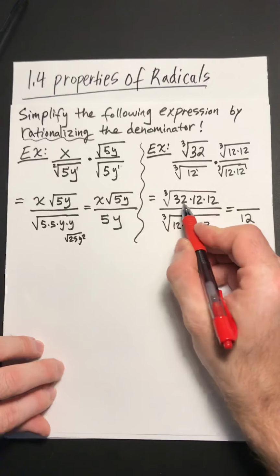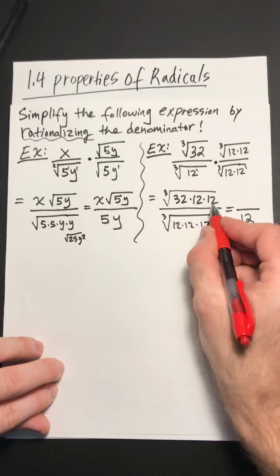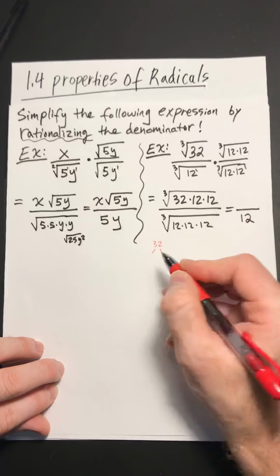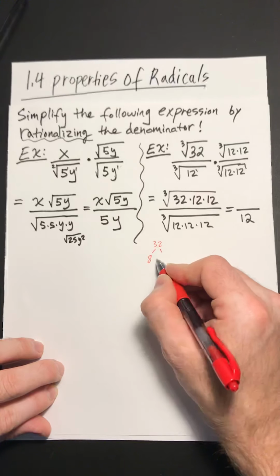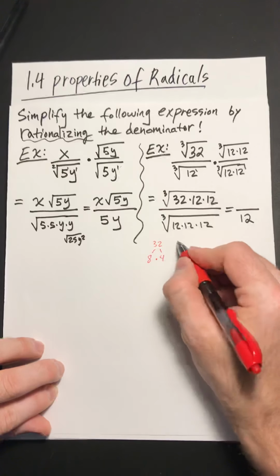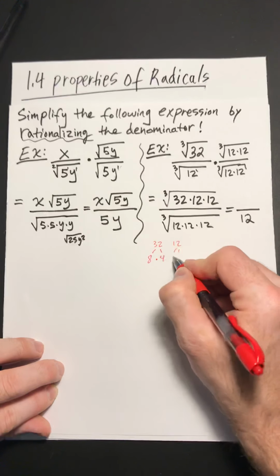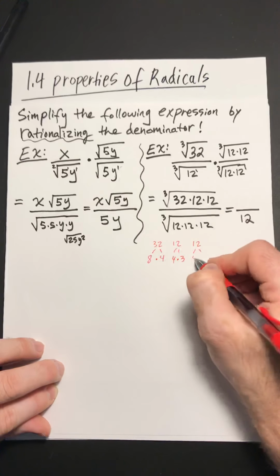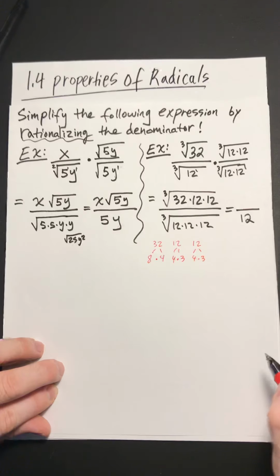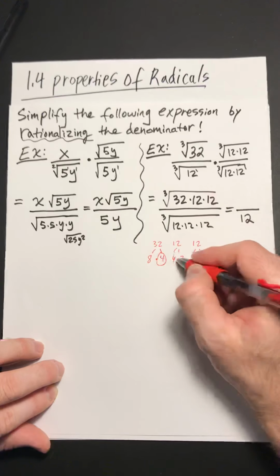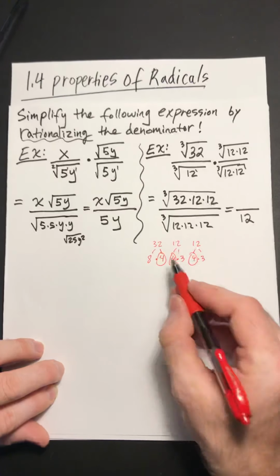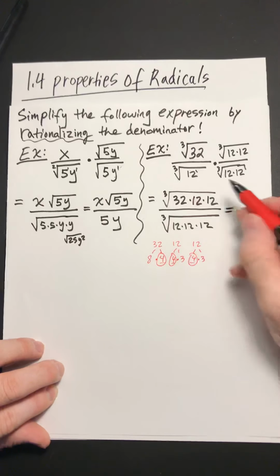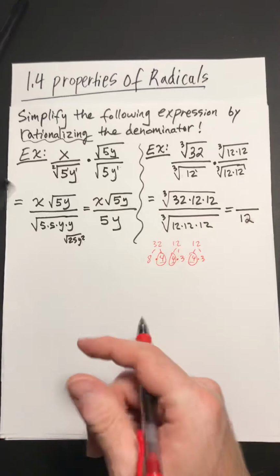Okay, so 32 times 12 times 12. So 32 breaks down to 8 times 4, okay? 12 is 4 times 3, and then the other 12 is 4 times 3. Okay, so right off the bat, I see a 4, a 4, and a 4. That's 3 4s, okay? That's good. That means I can pull a 4 out.